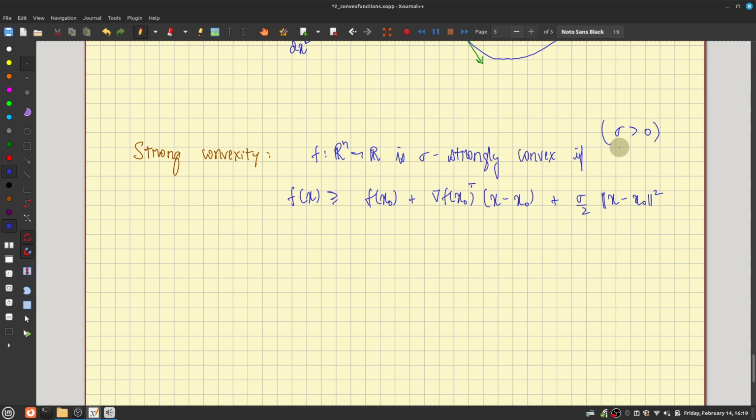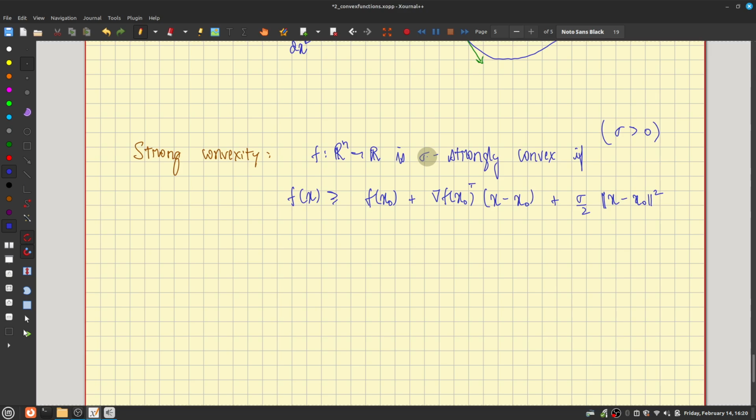If you set sigma equal to 0, then you just get convexity, right? Because if you set sigma equal to 0, then it just says that f(x) should be greater than or equal to f(x_0) plus the gradient of f at x_0 transpose (x minus x_0), which was the condition for standard convexity. But this gives you something slightly more if sigma is greater than 0.